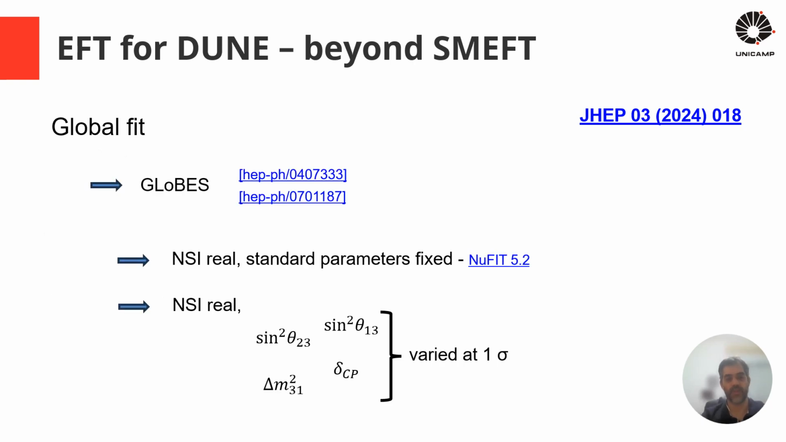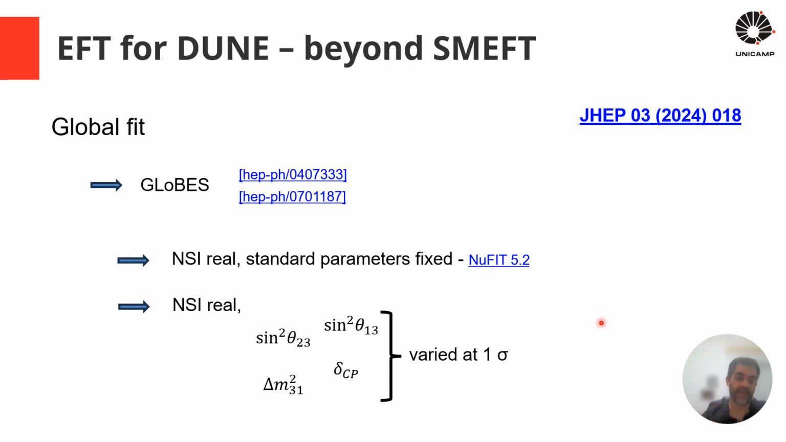So we did a global fit using GLoBES, and for this global fit, we considered two scenarios. In one of the scenarios, the NSIs are real, so we have the NSIs at propagation and production at the same time, and all the standard parameters were fixed. We fixed everything using the results of the neutrino fit. This would be an optimistic scenario, as if these parameters could be very well measured somewhere, and we just want to know how stringent the bounds on the NSIs from DUNE can be.